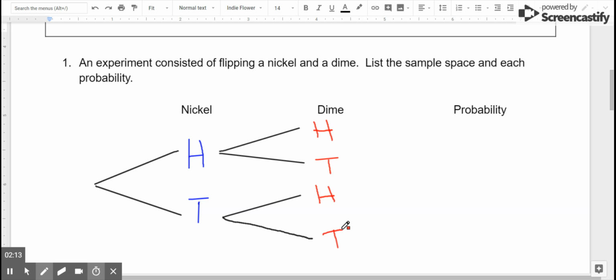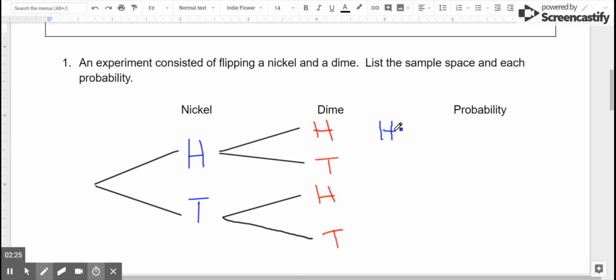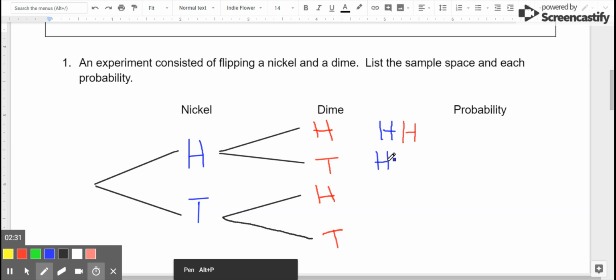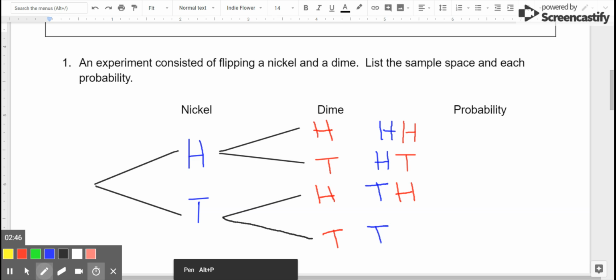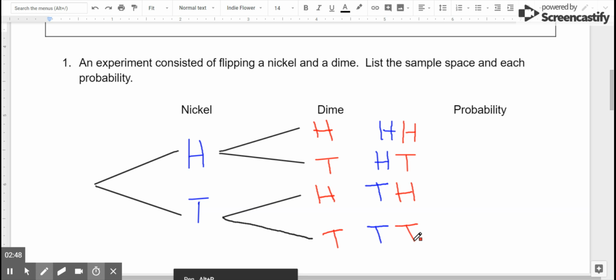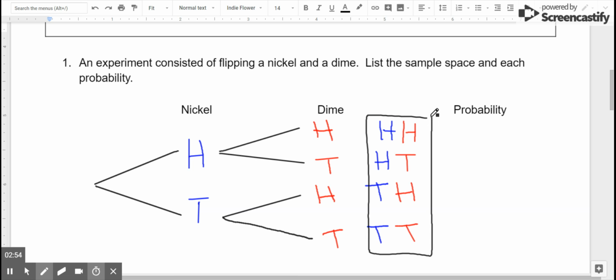So if I'm flipping these 2 coins, each one has a sample space of heads or tails. But if I look at their sample spaces together, the possibilities are heads on the nickel and heads on the dime, or heads on the nickel and tails on the dime, or tails on the nickel and heads on the dime, or tails on the nickel and tails on the dime. So all in all, even though there were 2 possibilities each, there are 4 possible outcomes. This is our sample space.